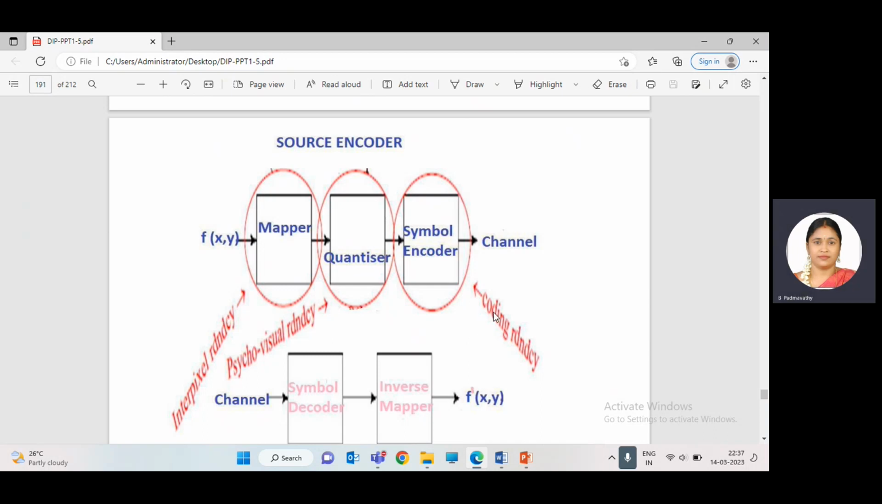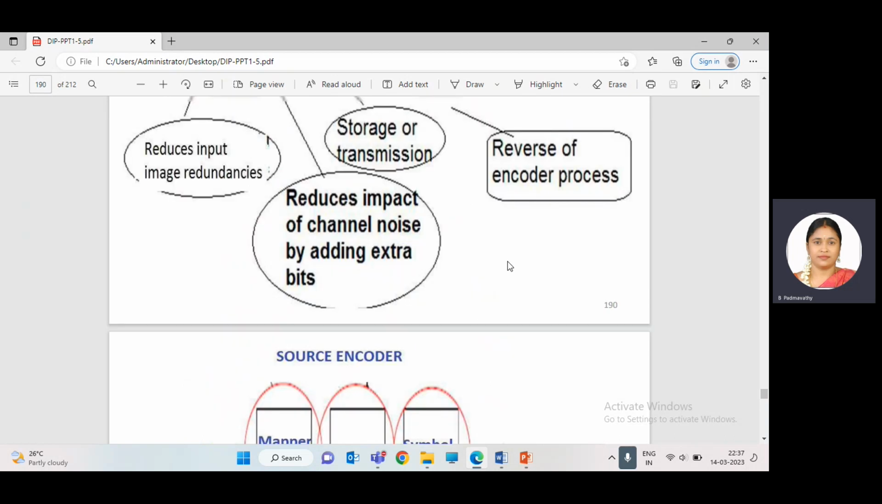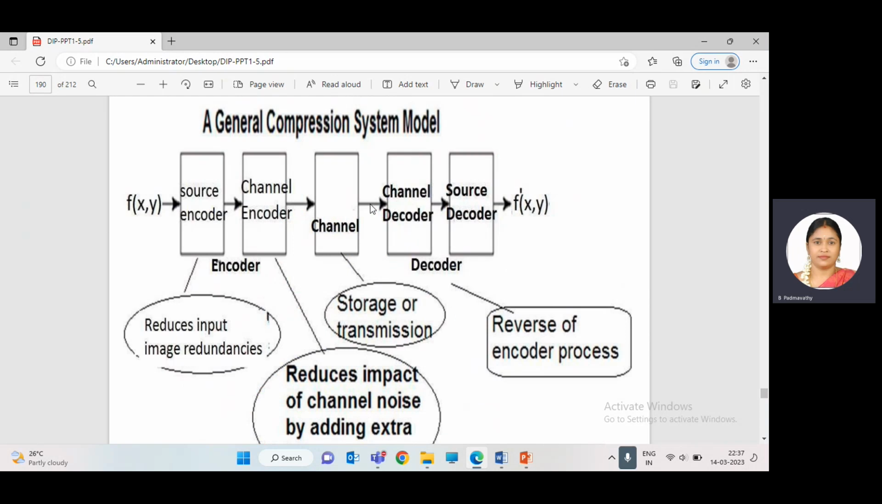So these three redundancies have been filtered here, and thereby when we give f of x comma y, our input image, our output will be very clear of all three redundancies. Once the redundancy is cleared, it is transferred to the channel, and then given to the channel decoder and source decoder. Whatever process we do on the transmitting side, the reverse process will be done on the receiving side.